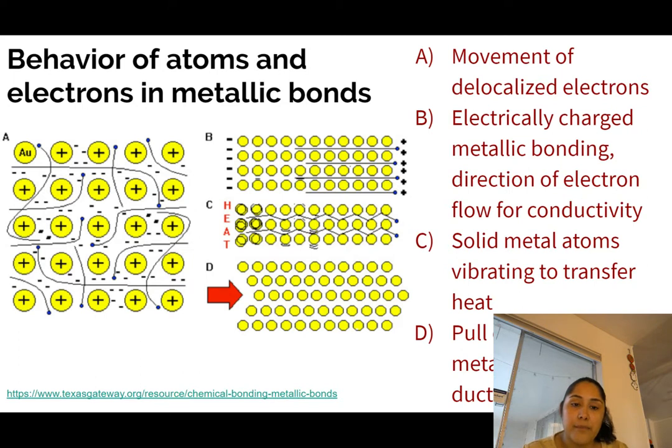Metallic bonding also allows for good heat to be conducted. So these metal atoms, they're solid in their state and they will vibrate. And so as they vibrate, they're able to transfer heat throughout that metal solid. D represents how these cations can be pulled so they can be shaped. At the very bottom, there's a link that also provides you with more information as well as videos on how metallic bonds behave.